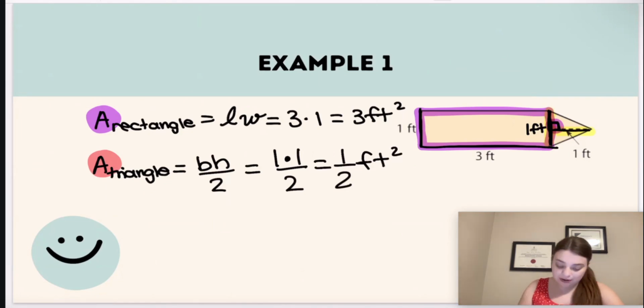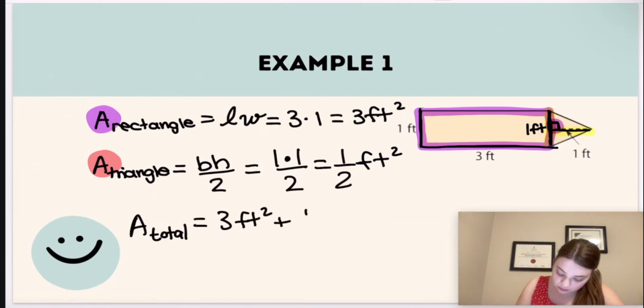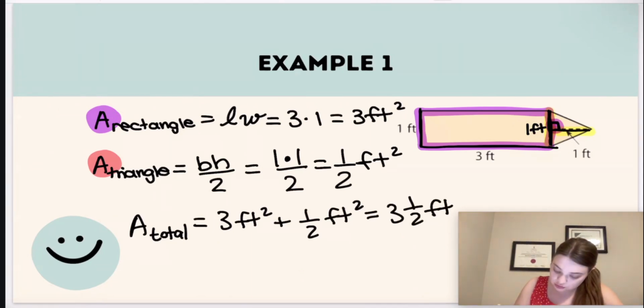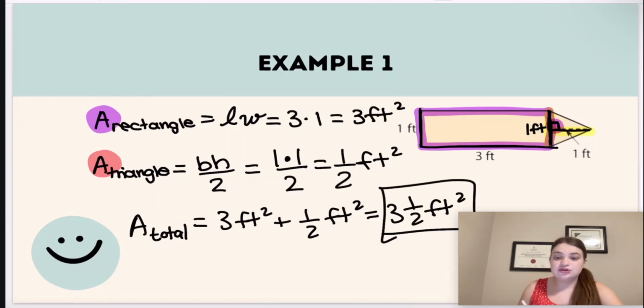So now let's talk about the total area. The total area is just going to come from adding these things up. Adding 3 square feet plus 1/2 of a square foot gives me 3.5 square feet. And there's our solution.